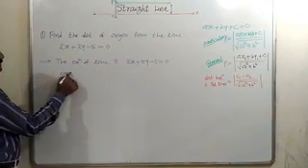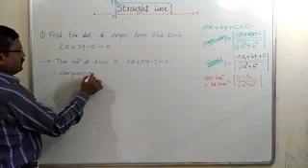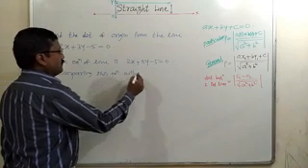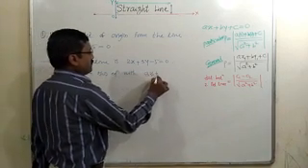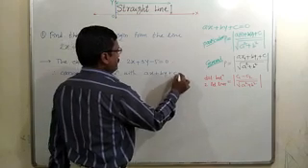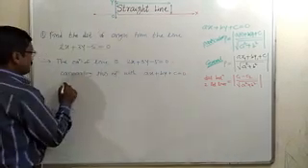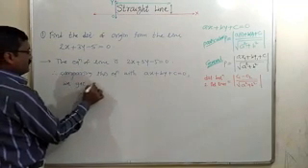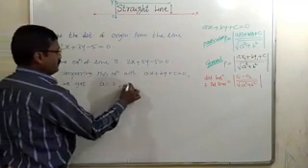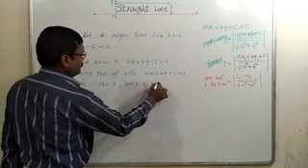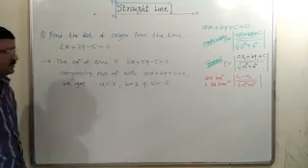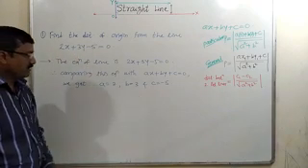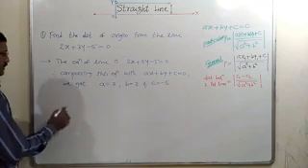Therefore, comparing this equation with our standard equation or general form of line, that is ax plus by plus c equal to 0, we get a is equal to 2, b is equal to 3 and c is equal to minus 5. Is it okay? It's very easy to write these numbers a, b, c. By observation we can write these three numbers a, b, c.